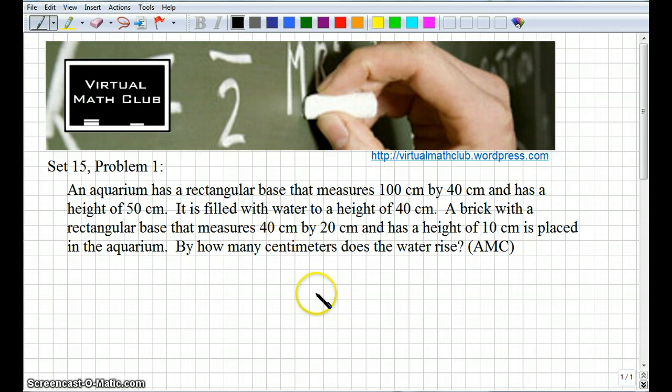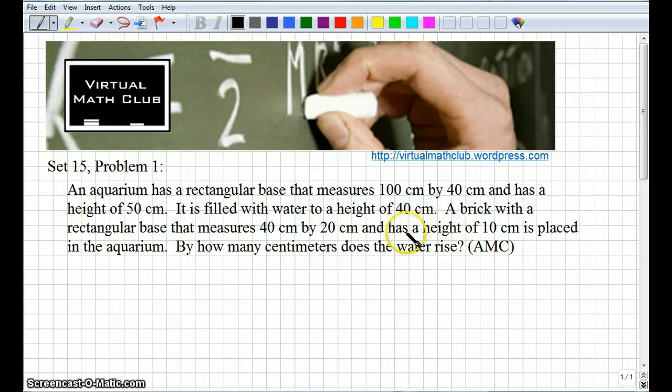All right. Well, let me give you a hint first. It's all about volume in this problem, isn't it? So we can find the initial volume of the water, right? We've got 100 centimeters by 40 centimeters by 50 centimeters, so we can find the volume of water. And we can also find the volume of this brick, right? So the volume of the brick is 40 by 20 by 10.